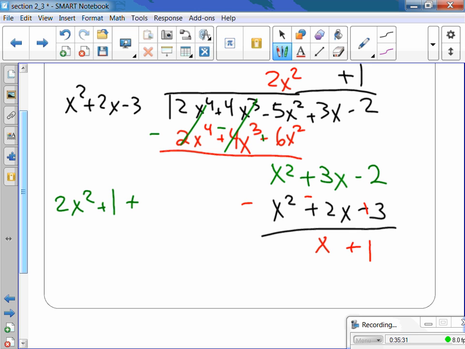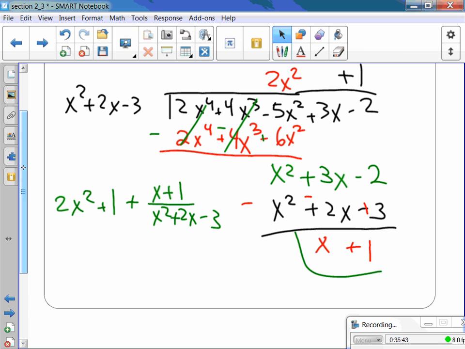Good. We always list that remainder over our divisor. So in this particular division problem, we come up with 2x squared plus 1 plus the remainder over that divisor of x squared plus 2x minus 3. Questions on that?